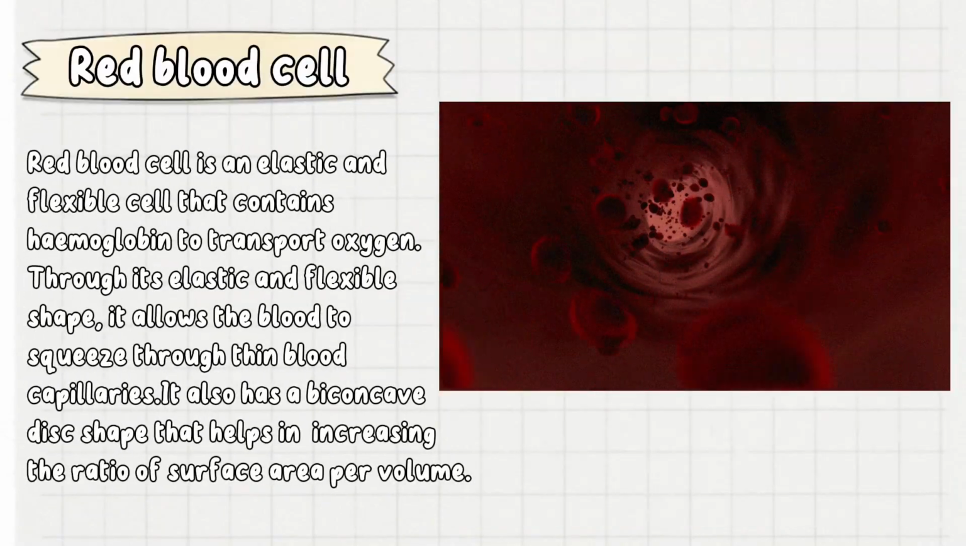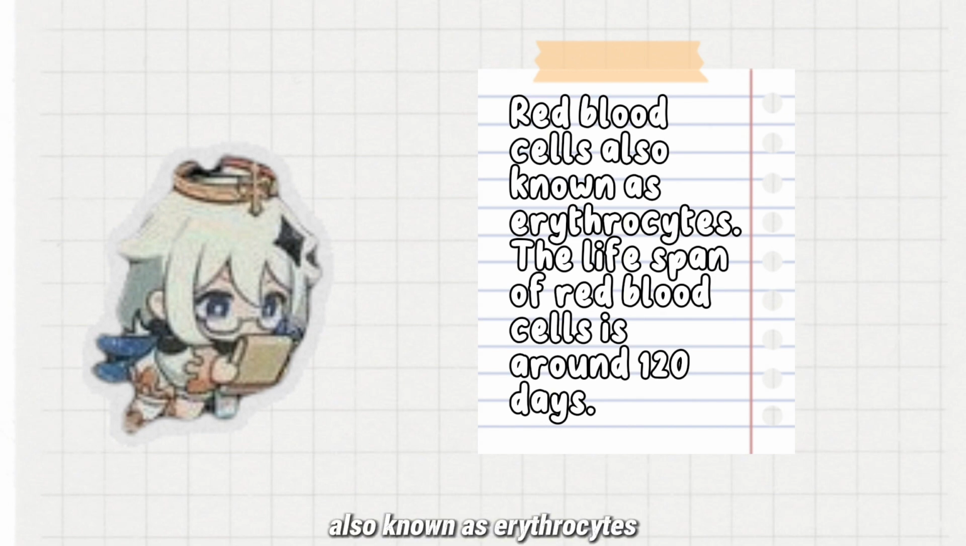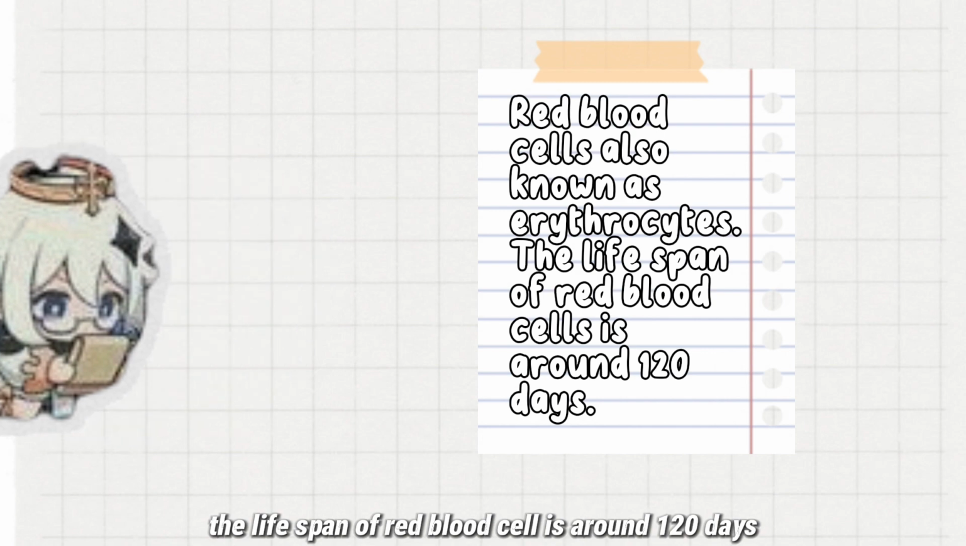Red blood cell is an elastic and flexible cell that contains hemoglobin to transport oxygen. Through its elastic and flexible shape, it allows the blood to squeeze through thin blood capillaries. It also has a biconcave disc shape that helps in increasing the ratio of surface area per volume. Red blood cell is also known as erythrocytes. The lifespan of red blood cell is around 120 days.